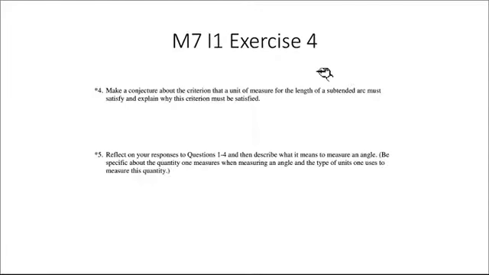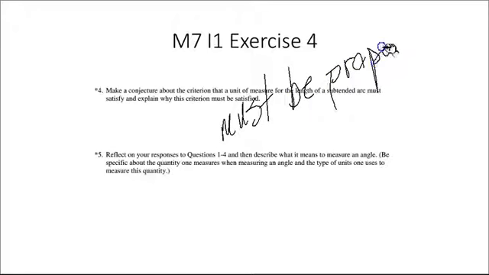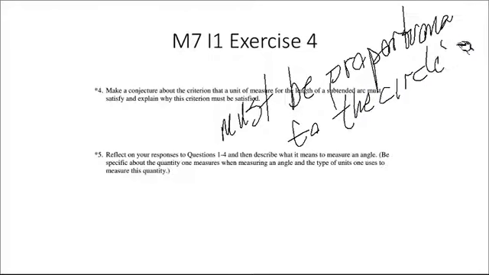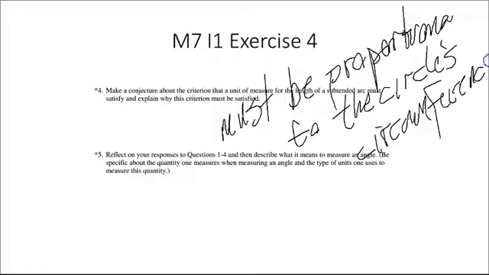So part 4 gives some resolve to what we just did in 2A and B, and our conclusion, or a conjecture we can make about a criterion that a unit of measure for the length of a subtended arc must satisfy, is that it must be proportional to the circle's circumference. Hopefully that's legible.